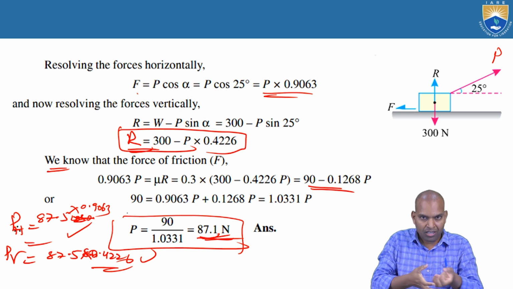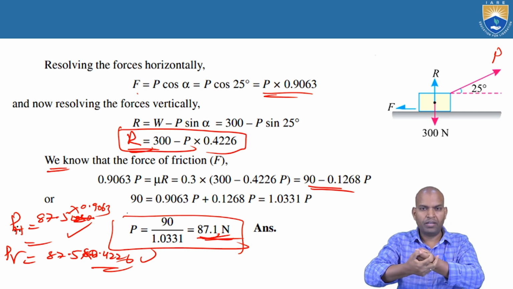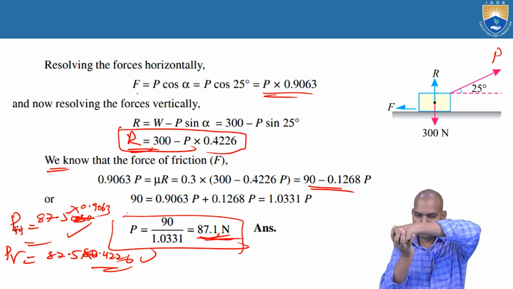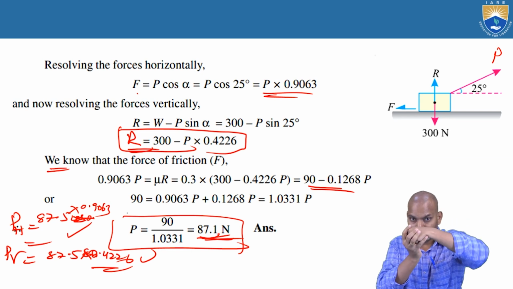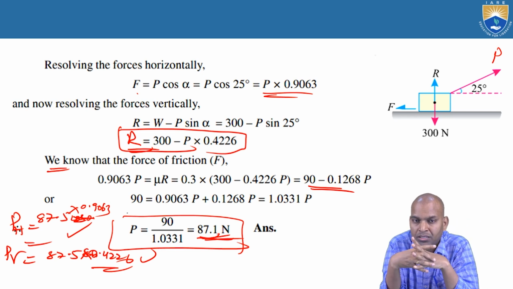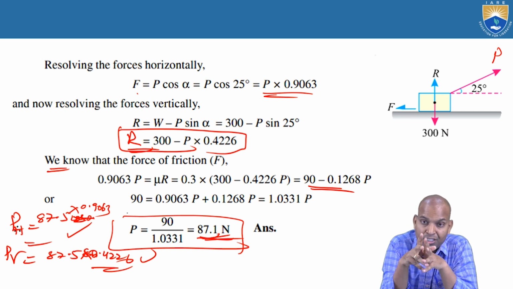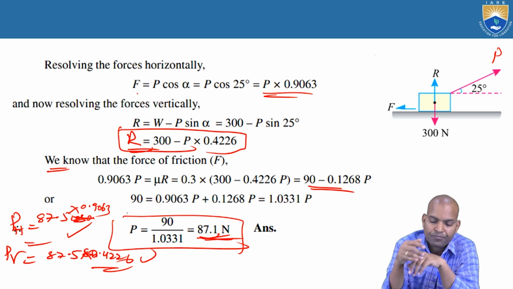Now here the P value is 87.1 newtons with an inclination of 25 degrees. When the effort is applied at 25 degrees, 87.1 newtons force is required. If it is 30 degrees, it will vary. If it is 45, it varies. So the effort also varies in terms of the angle of inclination with which the load is applied on the body.